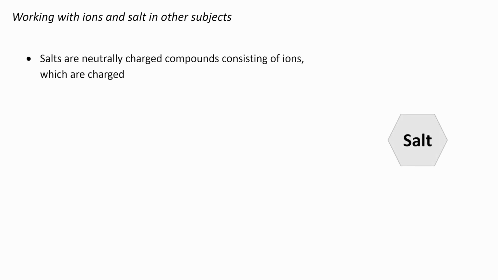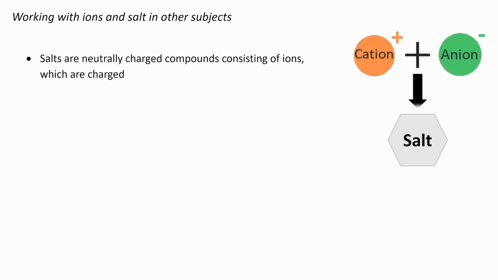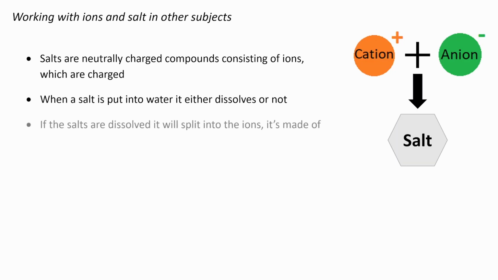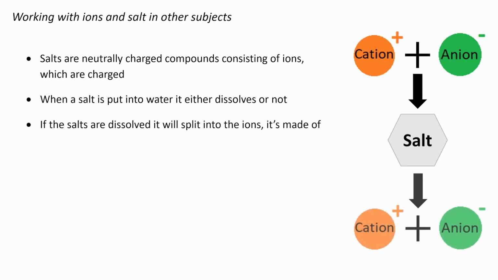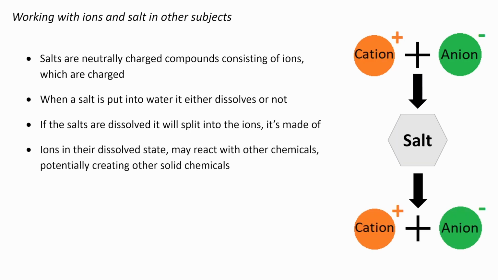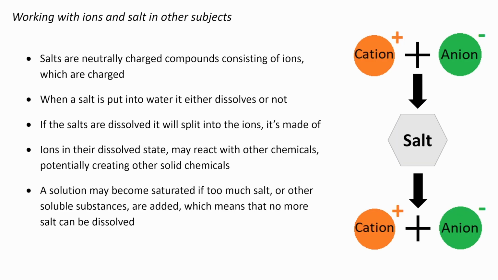Salts are neutrally charged compounds consisting of ions which are charged. When a salt is put into water, it will either dissolve or not. If the salts are dissolved, it will split into the ions it's made of. Ions in their dissolved state may react with other chemicals, potentially creating other solid chemicals. A solution may become saturated if too much salt or other soluble substance is added, which means that no more salt can be dissolved. For further information, you can watch the video mentioned in the intro on the topic of ions and salts, which can be found in the iCard and the description down below.